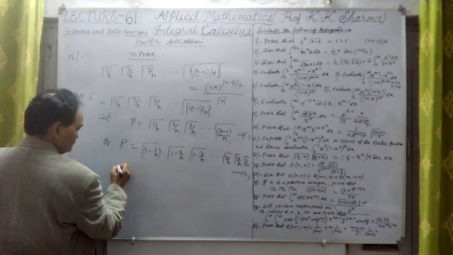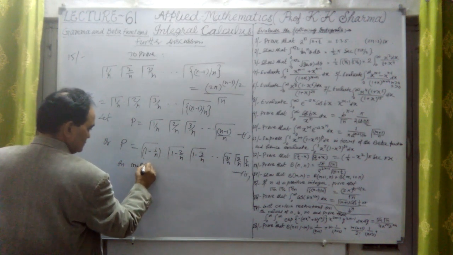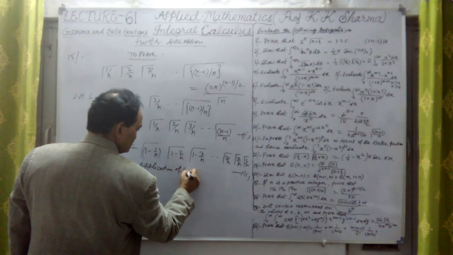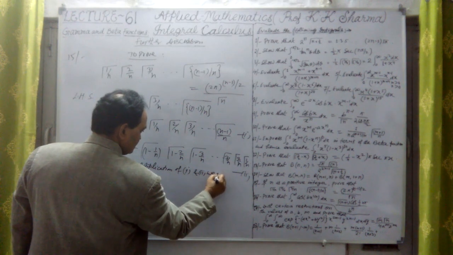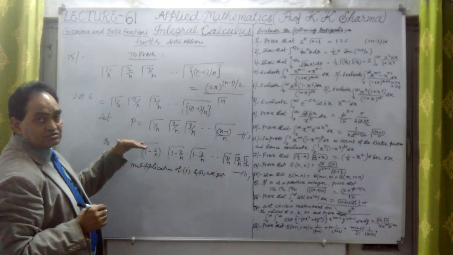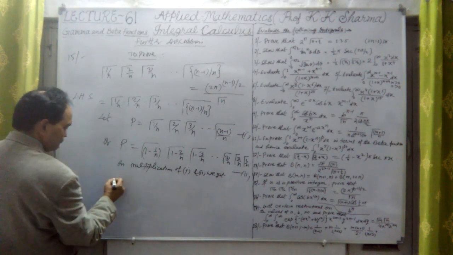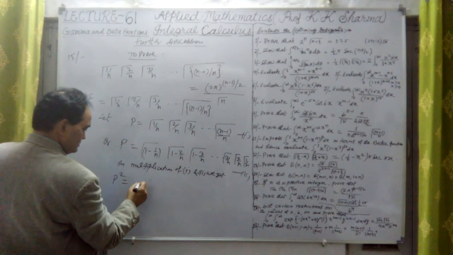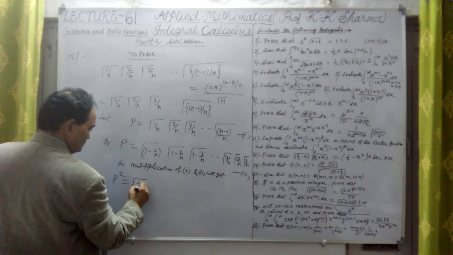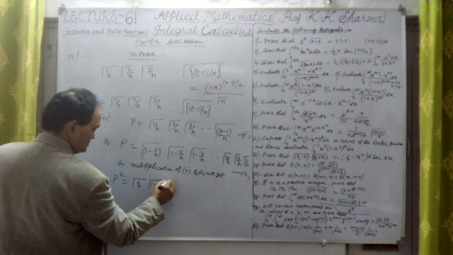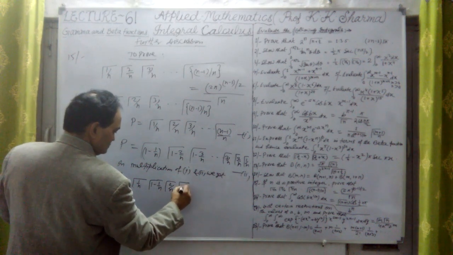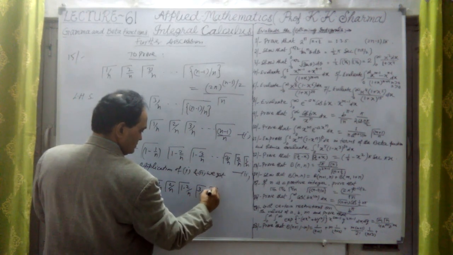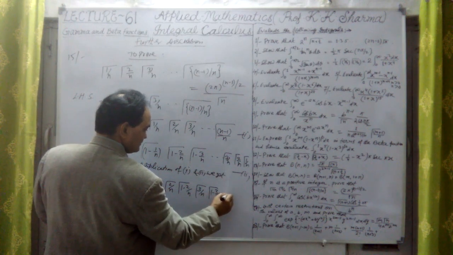Multiplying first and second, we get on the left-hand side p into p, which is p square. On the right-hand side, the first term is gamma 1 upon n into gamma 1 minus 1 upon n. Similarly, gamma 2 upon n into gamma 1 minus 2 upon n, then gamma 3 upon n into gamma 1 minus 3 upon n, and so on.